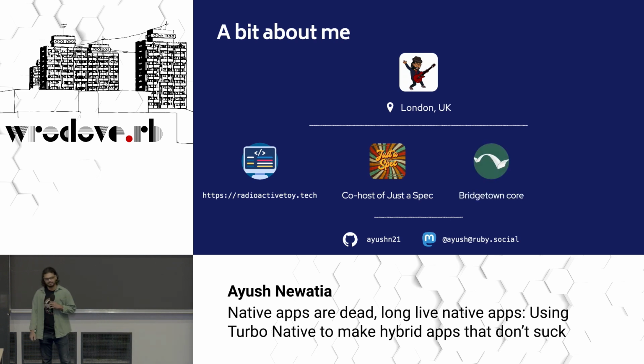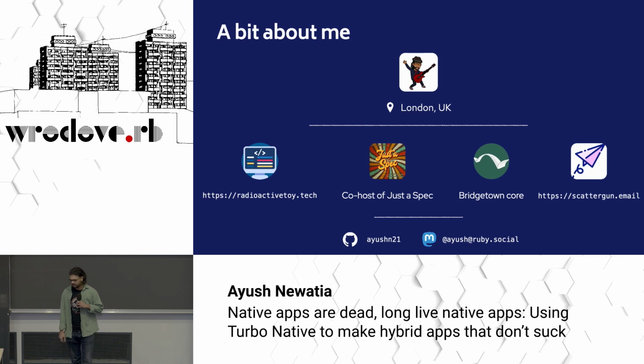I'm on the core team of Bridgetown, which is a progressive site generator, we call it. It started life as a fork of Jekyll, but it's kind of taken on its own life now. So if you ever use Jekyll and you're a bit fed up of it, I'd highly recommend checking out Bridgetown. And finally, I also run a little small indie web app called Scattergun, which is like a privacy-focused mailing list platform, although it's kind of on pause at the moment.